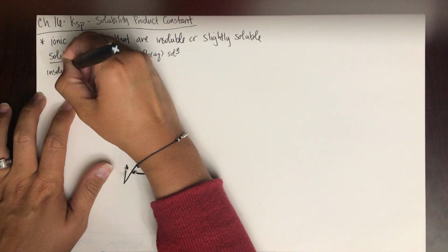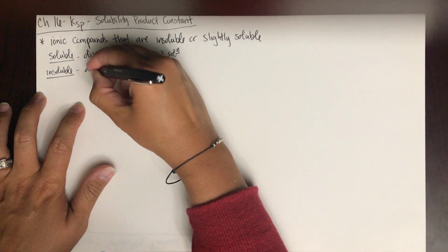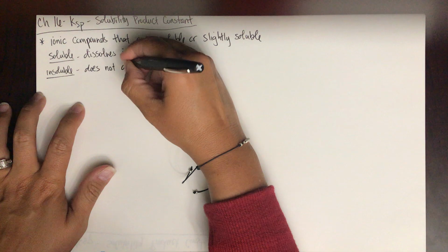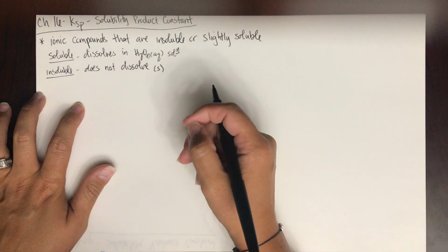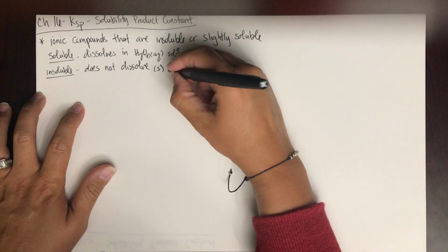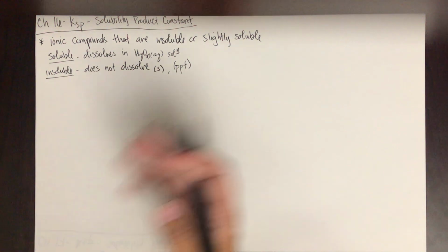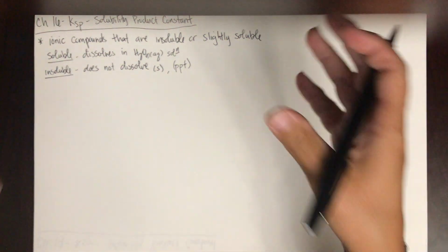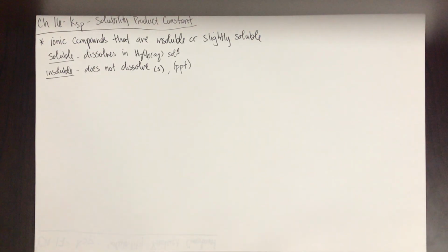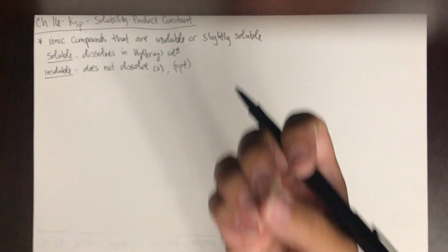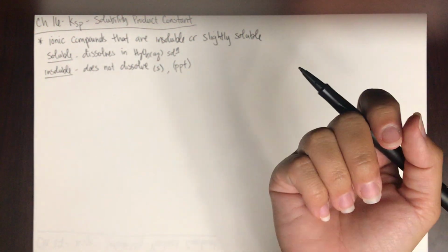Insoluble means it does not dissolve. That means it would be a solid. Sometimes you might see this called a precipitate, PPT, meaning it has fallen out of solution. Sometimes when you take two liquids and put them together and they form an insoluble solid, you'll see a precipitate form, and that's just another word for a solid.